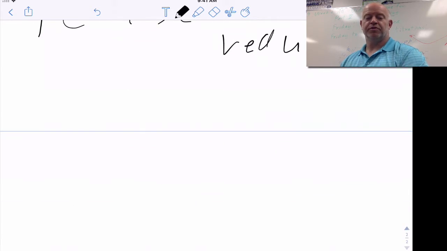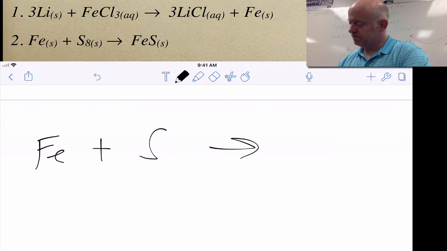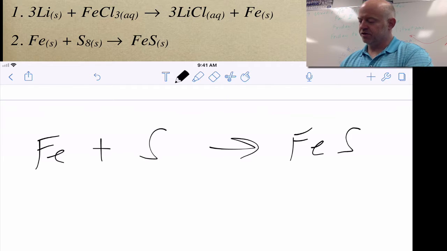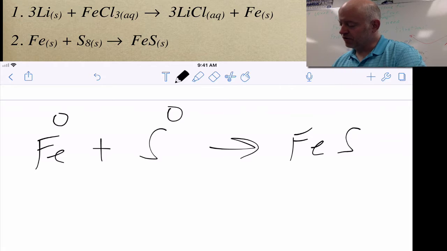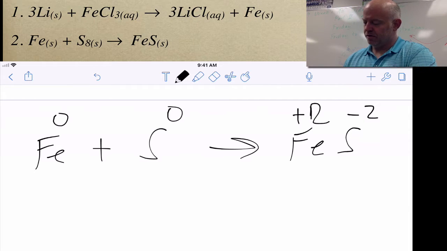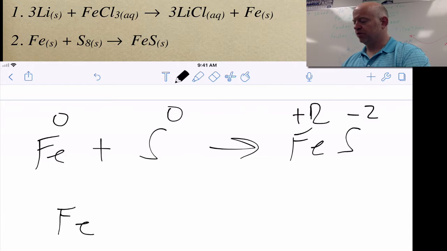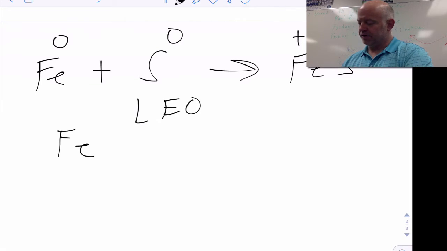So we go to the next one. This one looks pretty simple to start because we have iron reacting with sulfur, and we're making iron sulfide. The iron starts off as a 0, and the sulfur starts off as a 0 because they're by themselves. When they're in a compound, we have an ionic compound here, so sulfur is going to be a -2 for its charge, and iron is going to be a +2. That means the iron went from a 0 to a +2, so it has lost electrons. The iron lost electrons, so it was oxidized.